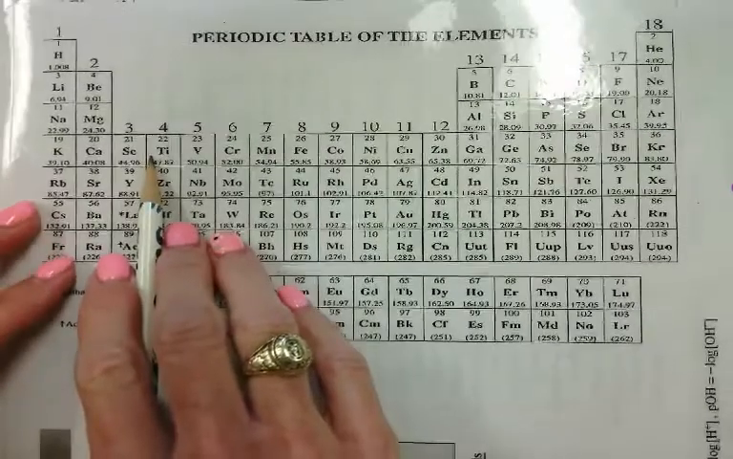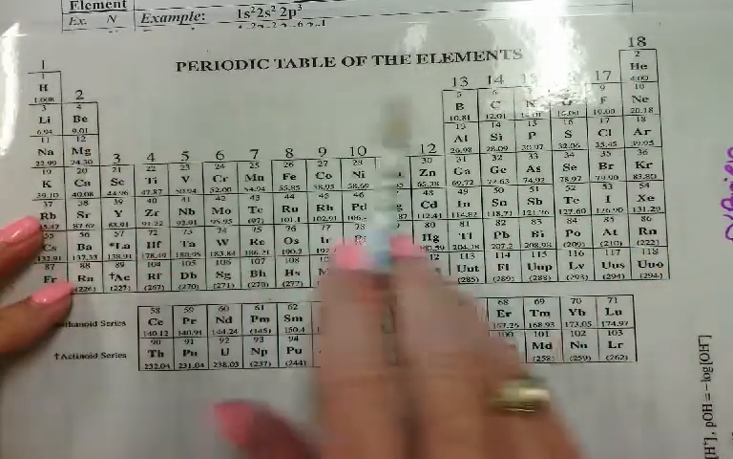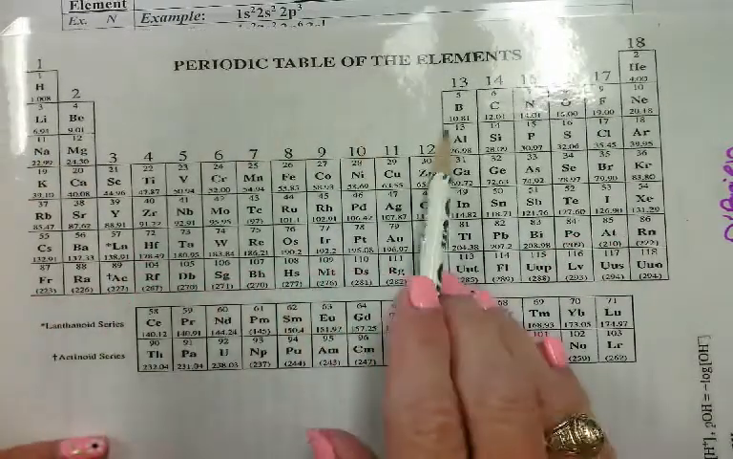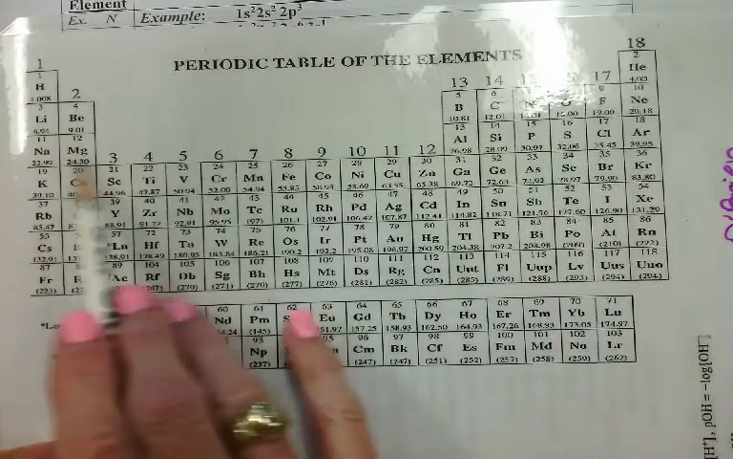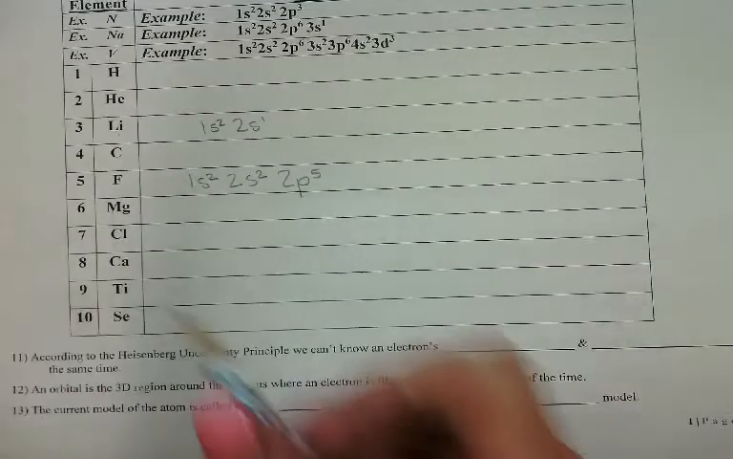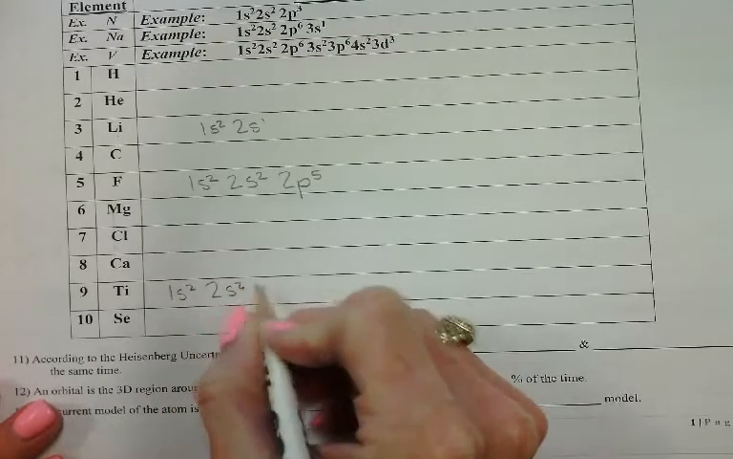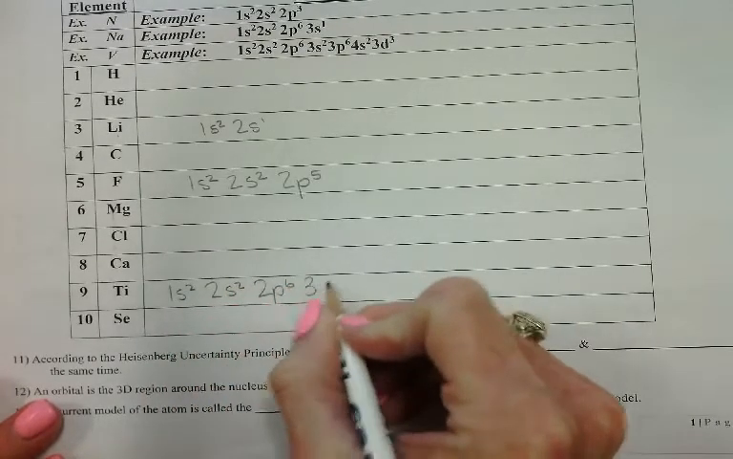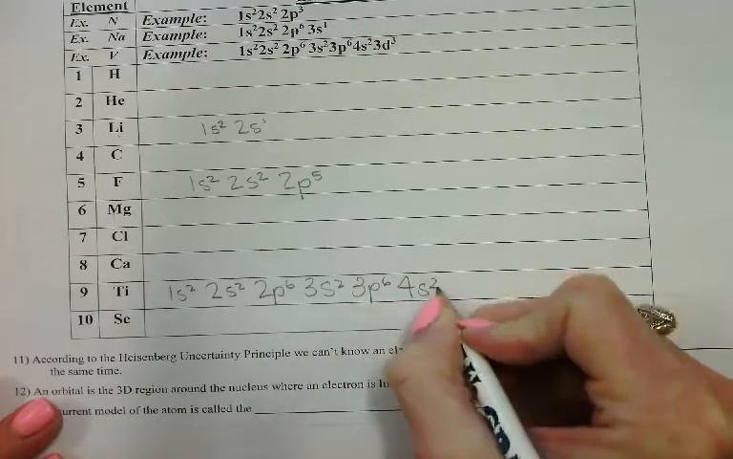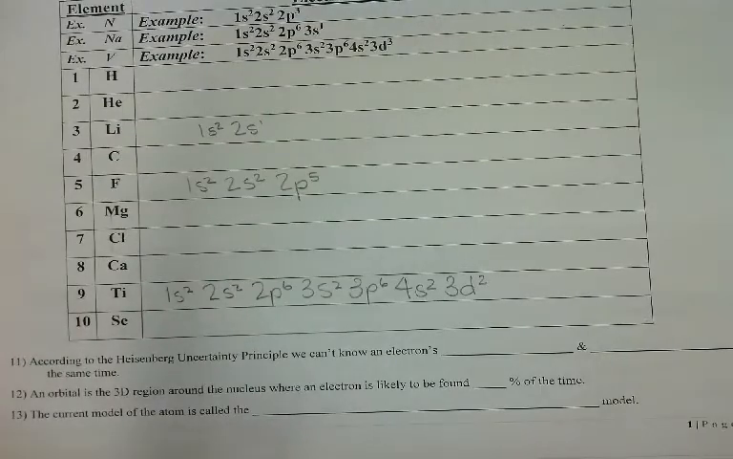So this electron configuration will go 1s2, 2s2, 2p6, 3s2, 3p6, 4s2, 3d2. Okay, so it goes 1s2, 2s2, 2p6, 3s2, 3p6, 4s2, 3d2. If you're confused, rewind it and watch me do it again.